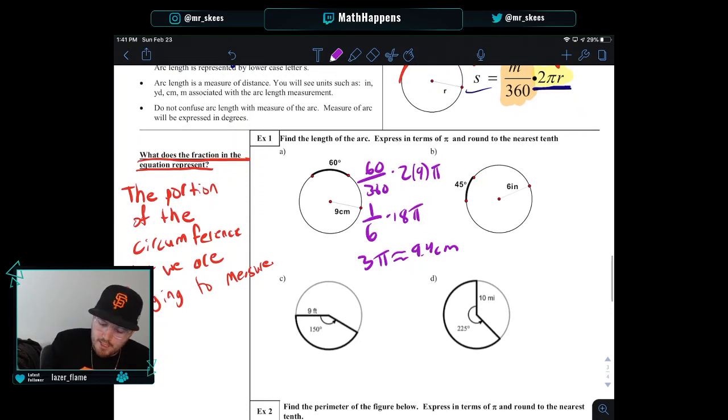Again, we know that the circumference of this circle, boom, pretty quickly, it's 12 pi. 2 times r times pi. But we don't want the entire circumference. We only want 45 of the 360, which reduces down to 1/8.